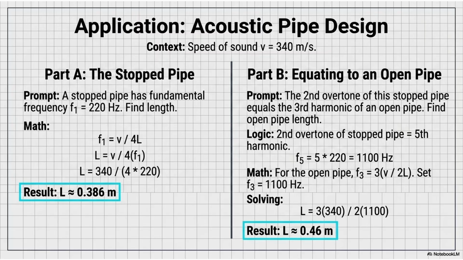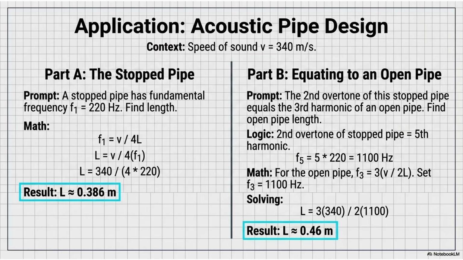Finding the length of that stopped pipe is easy enough. Yeah. L equals V over 4F. So 340 divided by 4 times 220, which gives a length of about 0.386 meters. Right. But then the trap says, the second overtone of this stopped pipe is exactly equal to the third harmonic of an open pipe. Find the length of the open pipe.